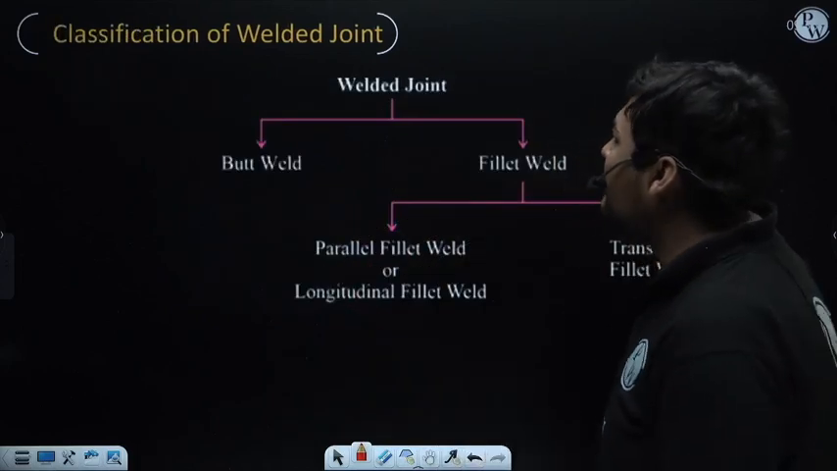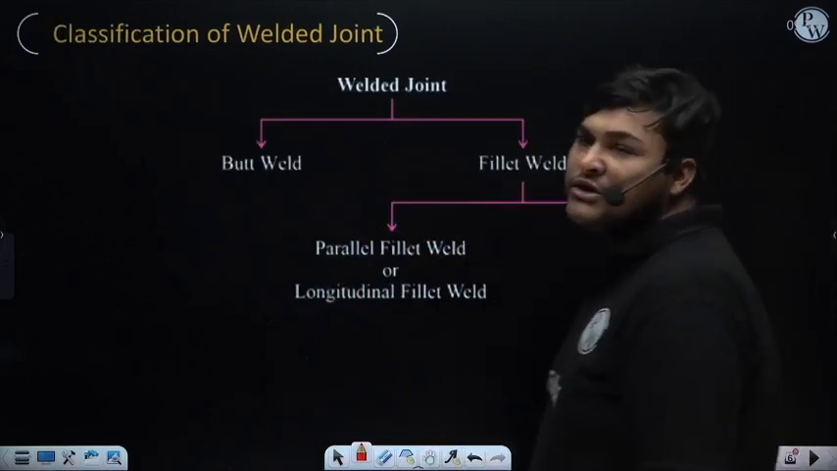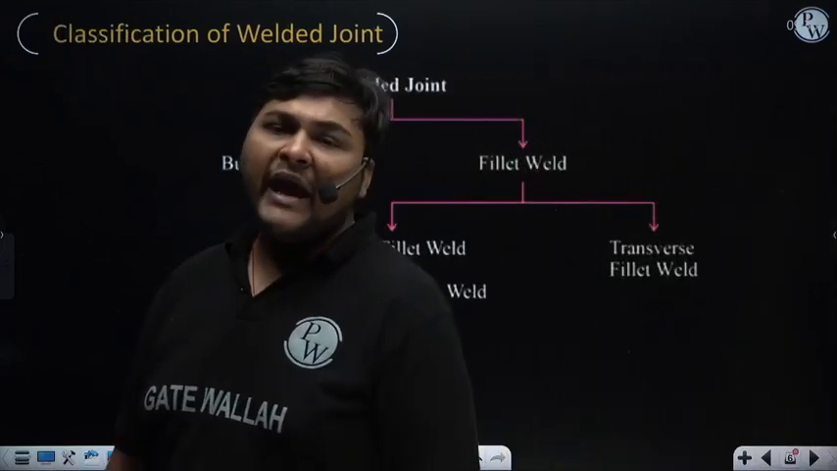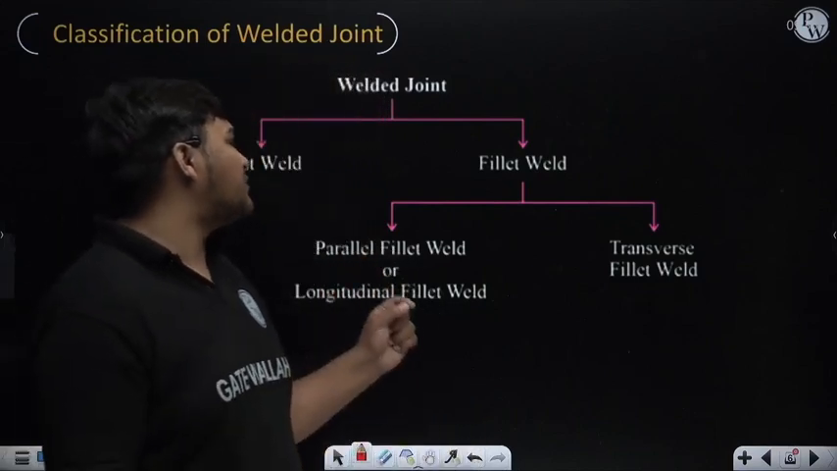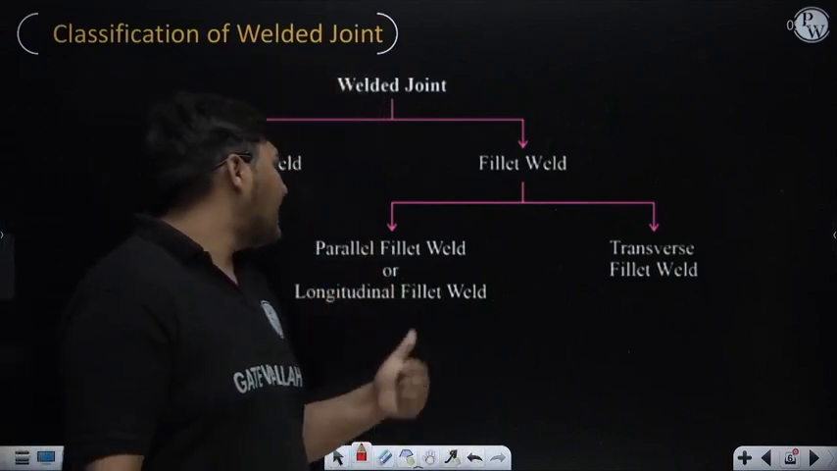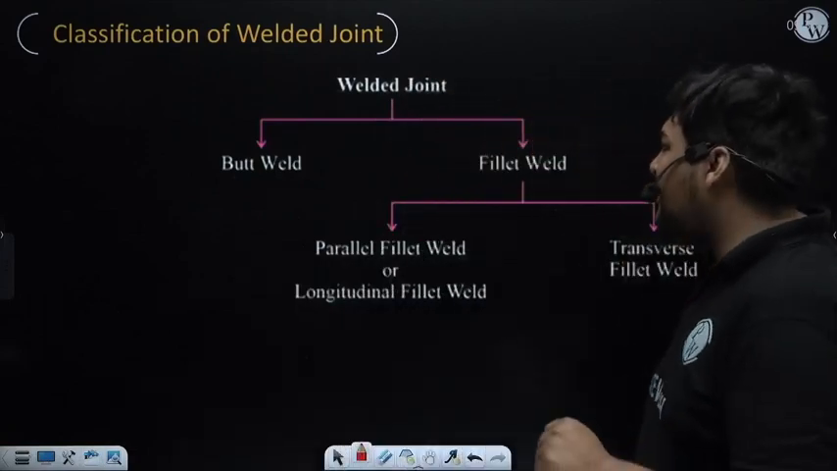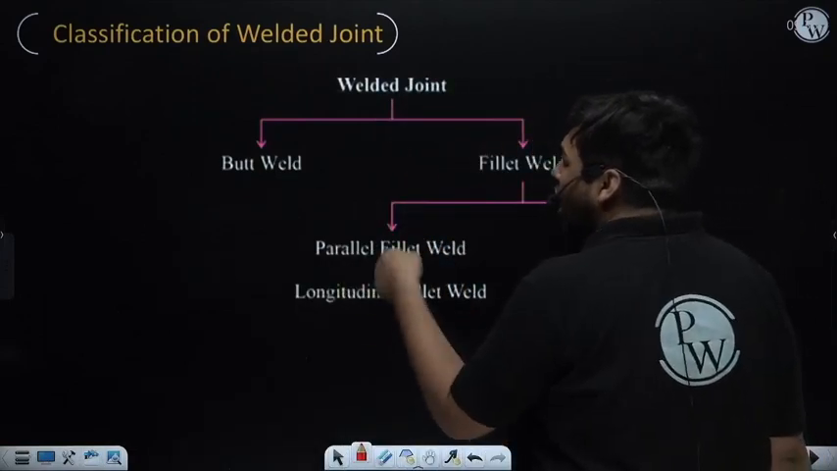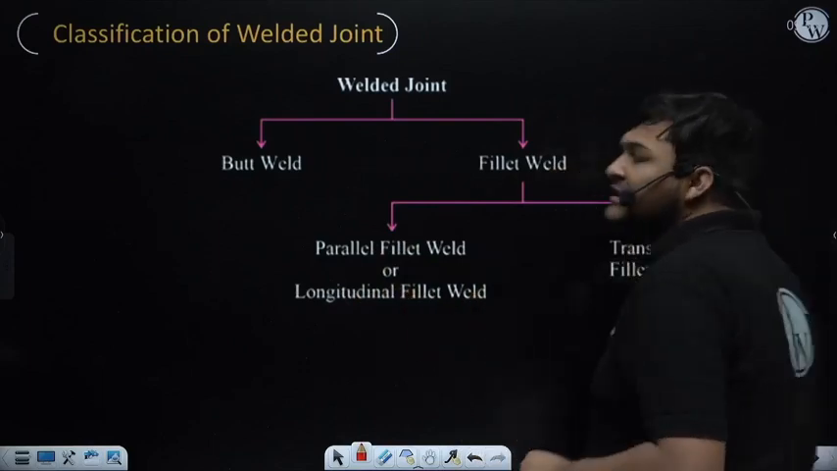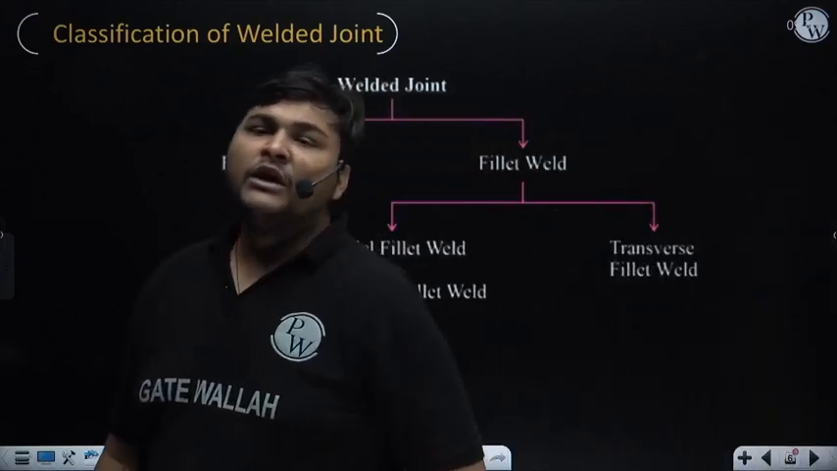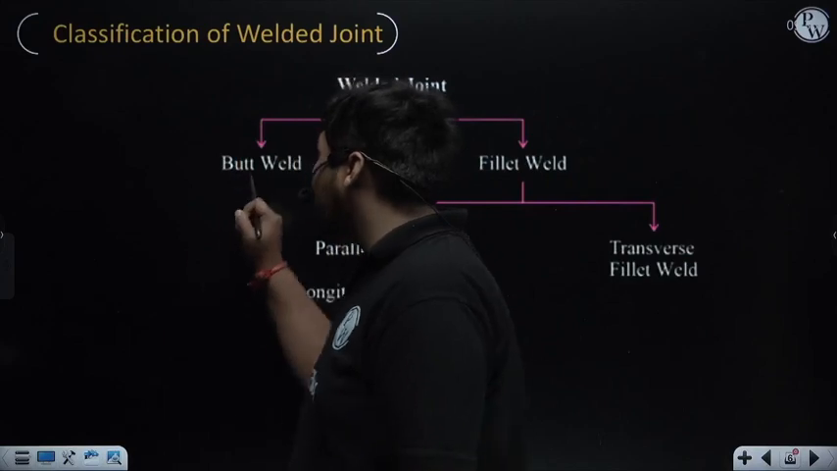Here the most important thing is the classification of welded joints with respect to the design point of view. Here we will study two types of welded joint. First is butt weld and second is fillet weld. Now we will further classify fillet weld as parallel fillet weld or longitudinal fillet weld, and second, transverse fillet weld. So first I am going to discuss what is butt weld.